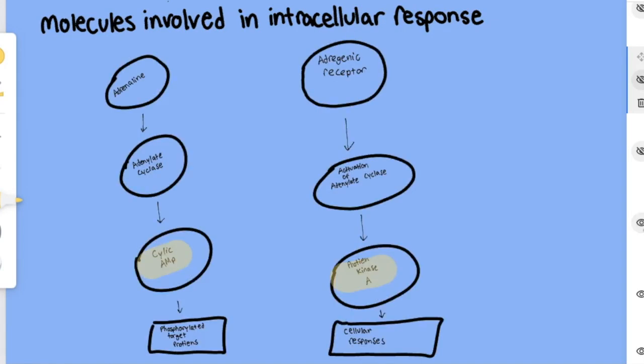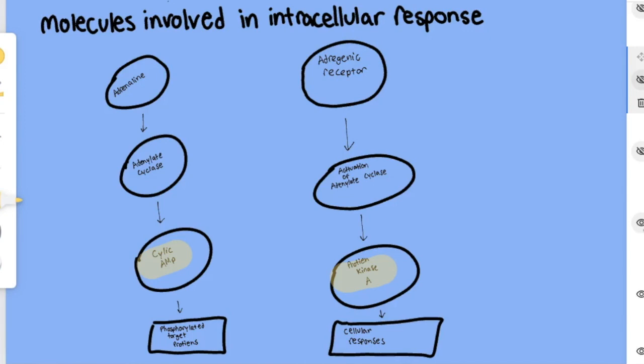These responses often involve molecules like cyclic AMP or cAMP and protein kinase or PKA. Adrenaline binds to adrenergic receptors on the cell surface. This binding activates an enzyme called adenylate cyclase. Adenylate cyclase converts ATP into cyclic AMP. Cyclic AMP is a secondary messenger molecule that helps transmit the adrenaline signal inside the cell. Cyclic AMP activates another enzyme called protein kinase.